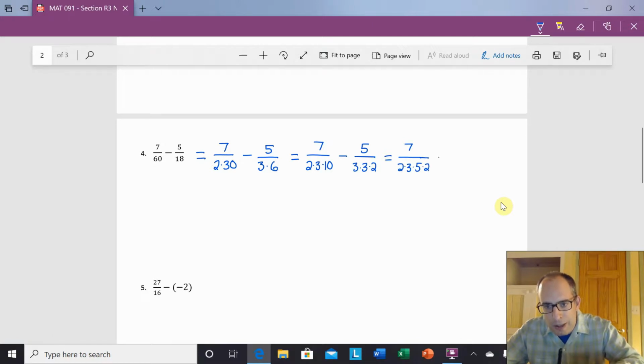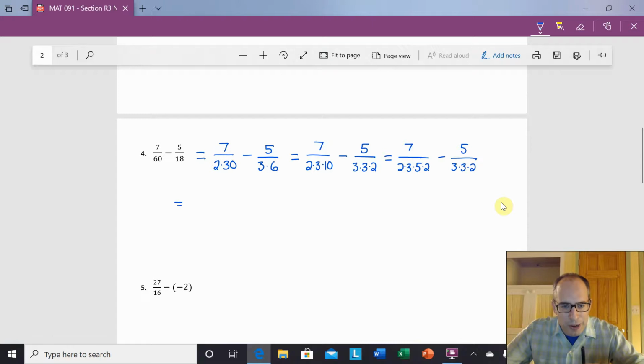And then the other one, I guess we're just going to leave alone for the time being. So 3 times 3 times 2. And I think it's actually going to be helpful to sort of clean up the denominators and write them using exponents. So what I mean by that is that first denominator's got a couple of 2's in it. So I'm going to write that as 2 squared times 3 times 5.